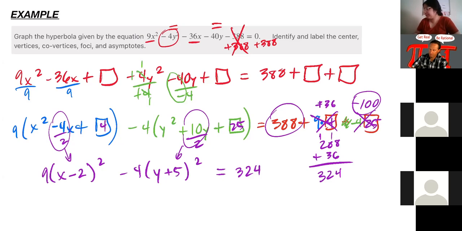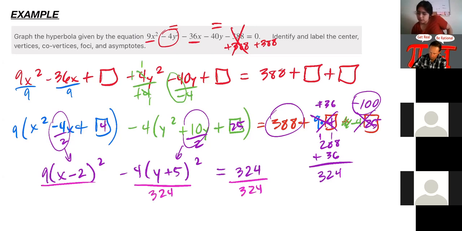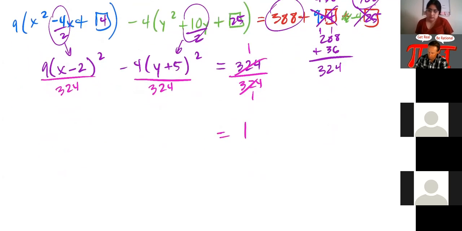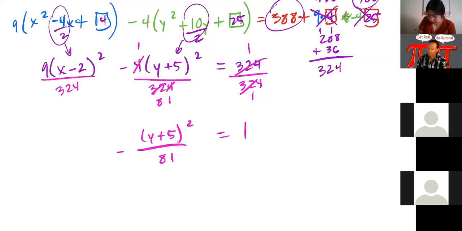So my last step is to get it set equal to 1, by dividing everything by 324. And I know this cancels to be a 1. I want to see what else cancels. I know 4 goes into 32 8 times and not once. So I get y plus 5 squared over 81, and that was negative. And then 9, let's see if that goes in. Well, add these up. What's 3 plus 2 plus 4?